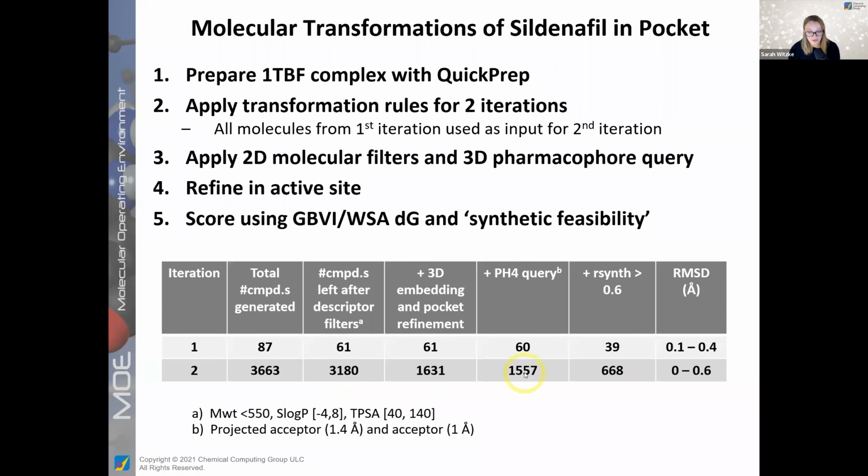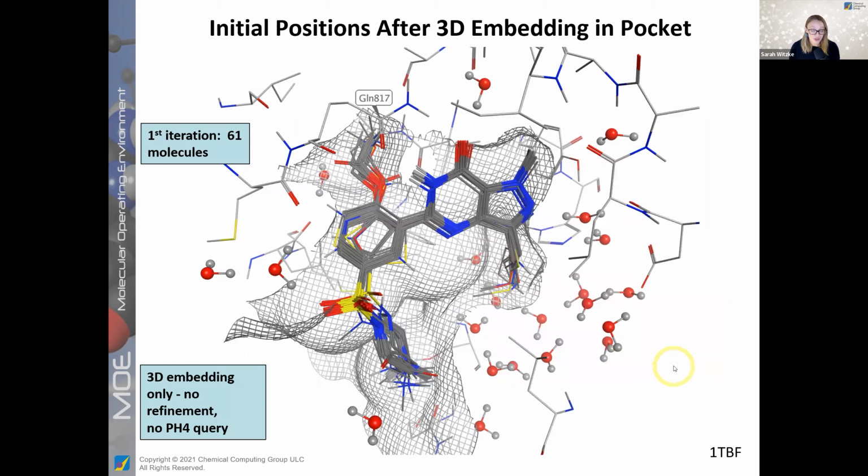We then implemented the pharmacophore filter as well, and we got rid of another 100 or so compounds. And finally, we added in the RSynth score, and we were down to 670 compounds, so almost a 6th of what we started out with. So a really big reduction in the number that you actually have to look at from the starting potential number of compounds. And again, of course, we looked at the RMSD, and it again stayed very similar to our input molecule.